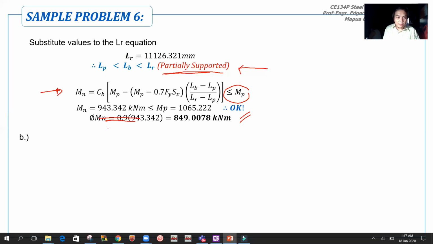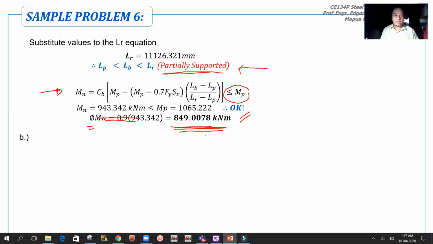Tapos, multiply mo siya ng resistance factor na phi. Ayun na yung nominal. Ito na yung design strength mo. Okay? So, ito na yung design strength. Pero ang tanong yata kanina is nominal. So dapat ang final answer mo rito is walang 0.9 kasi nominal moment ang tanong. Okay? Pero pag ang tanong is design strength, i-multiply mo siya ng 0.9.